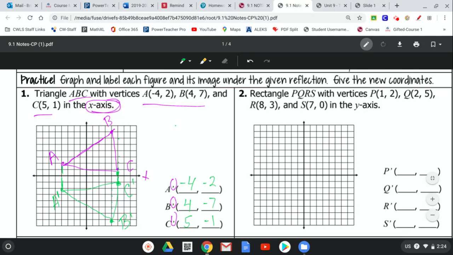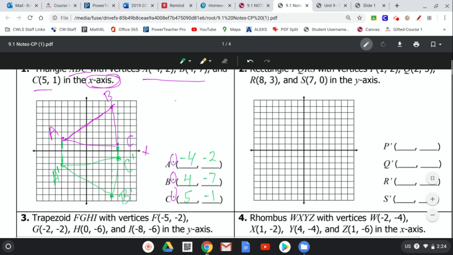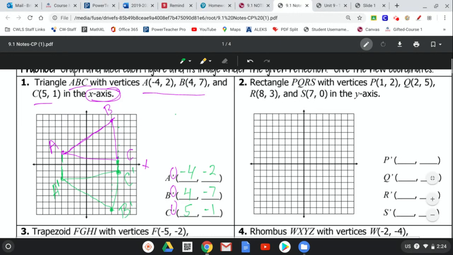So moving on to number 2. Actually, let's move on to number 3. So guys, number 2, it's the same thing, all right, as number 1. I want you to try number 2 on your own and check your answers on the notes key on Canvas, okay?